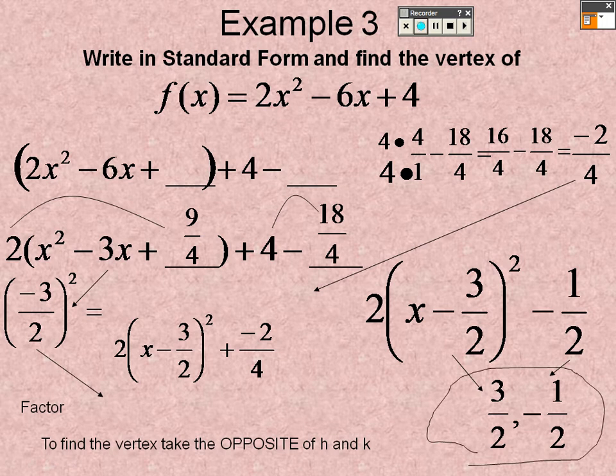An easy way to know is this is actually the minimum point, and I can tell without graphing by looking at the equation. Because it's a positive x squared, that means your parabola is going to go like this. And if your parabola goes like this, that means the tops go to infinity.